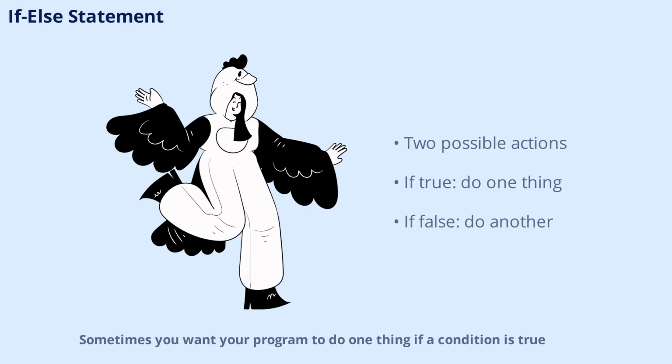Sometimes you want your program to do one thing if a condition is true and something else if it's false. That's where the if else statement comes in. Imagine Cody the cat deciding whether to nap or play. If it's sunny, Cody plays outside. If not, Cody takes a cozy nap indoors. In Java, you write: if is sunny, play outside, else nap. This way your program always does something no matter what the condition is.